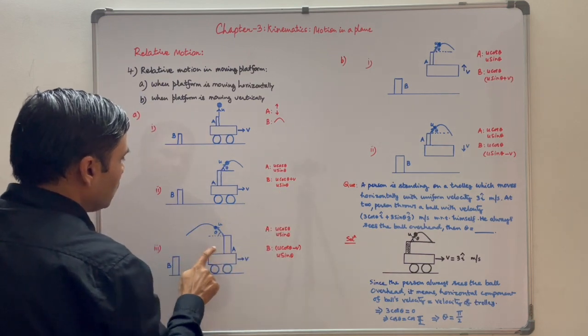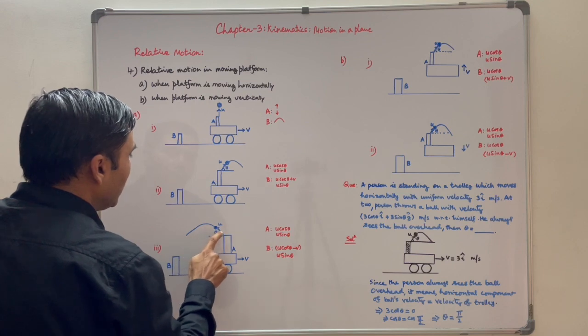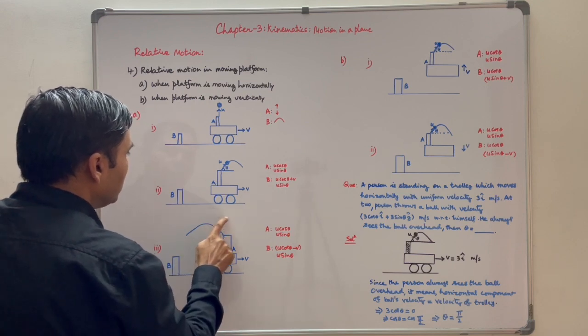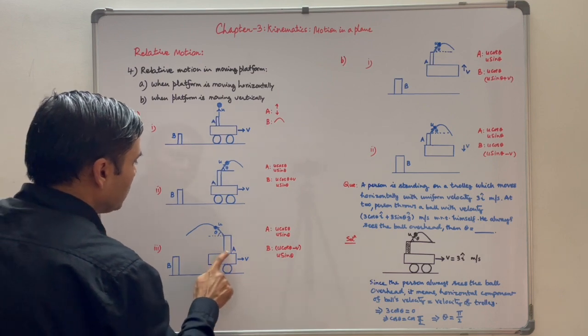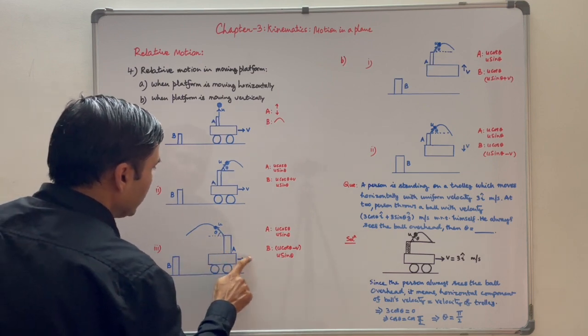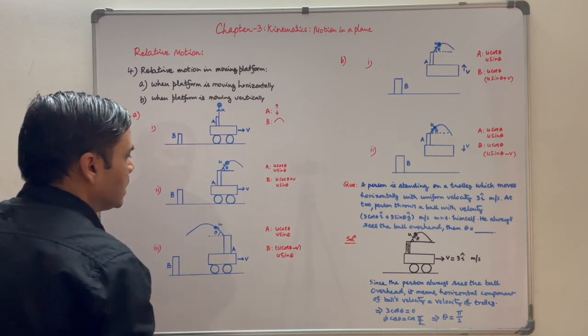In this case, for A, horizontal component of ball's velocity will be u cos theta and vertical component of ball's velocity will be u sin theta. For B, horizontal component of ball's velocity will be u cos theta minus v, and vertical component of ball's velocity will be u sin theta.